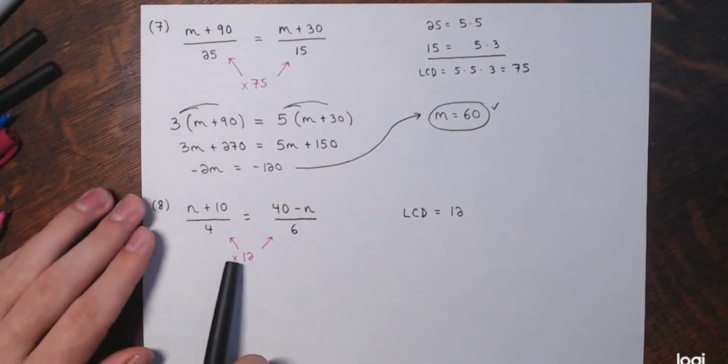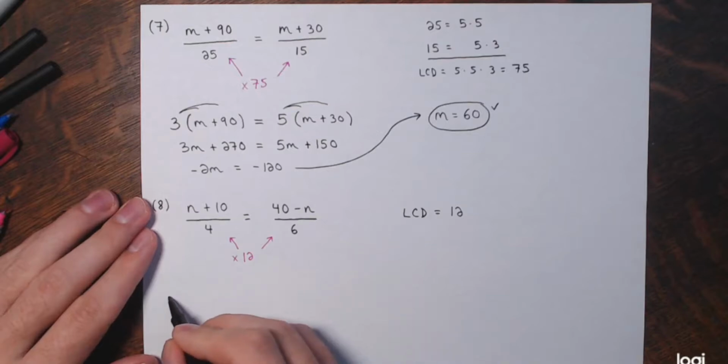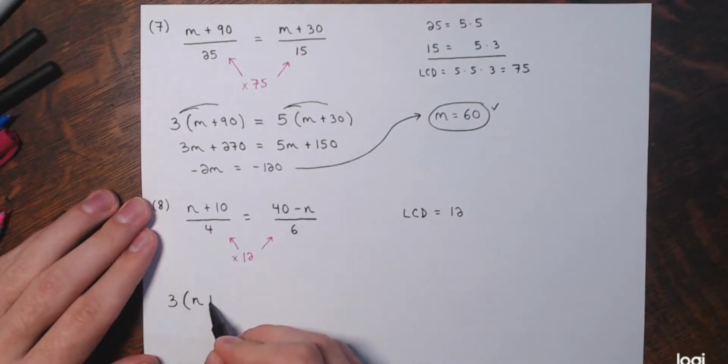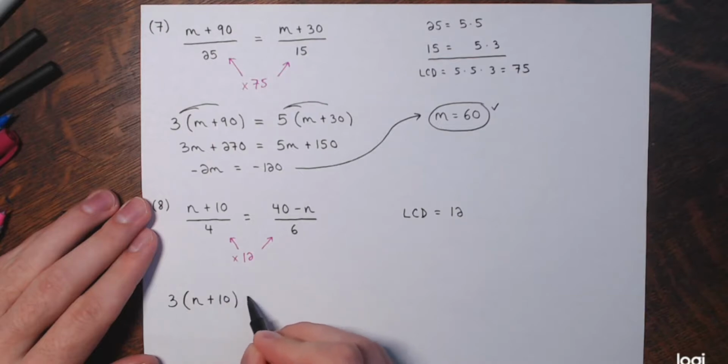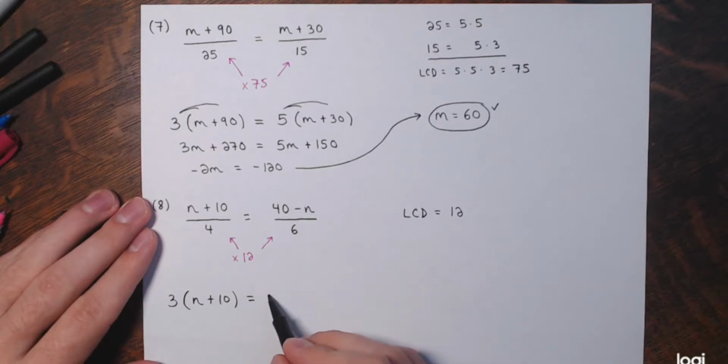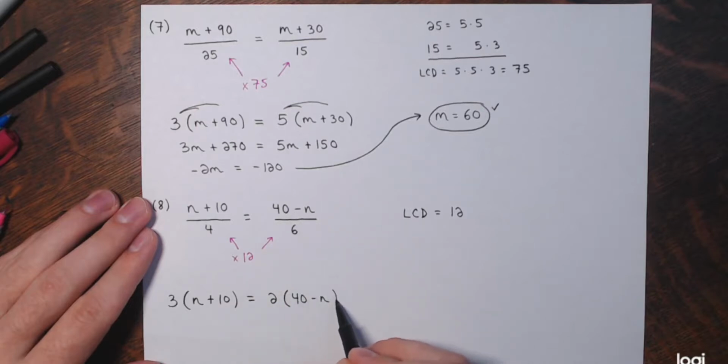Now 4 goes into 12 3 times, right? So you'd have 3 left over as a factor, and then the numerator, the quantity n plus 10, equals, on the other side, when I multiply by 12, 6 goes into 12 2 times. So you have 2 as a factor, times the numerator, the quantity 40 minus n.